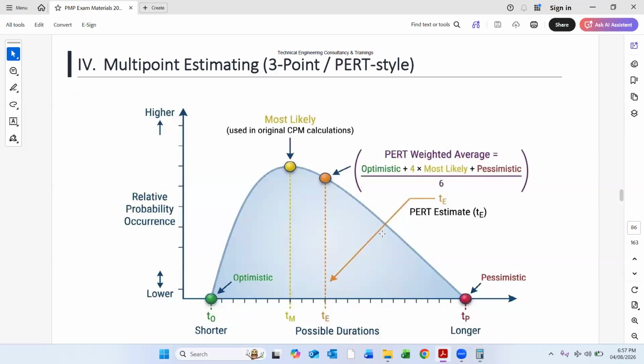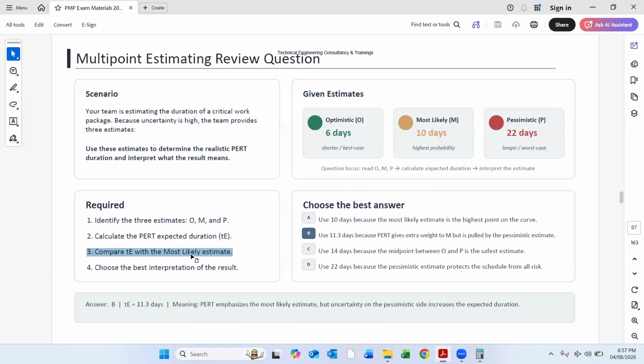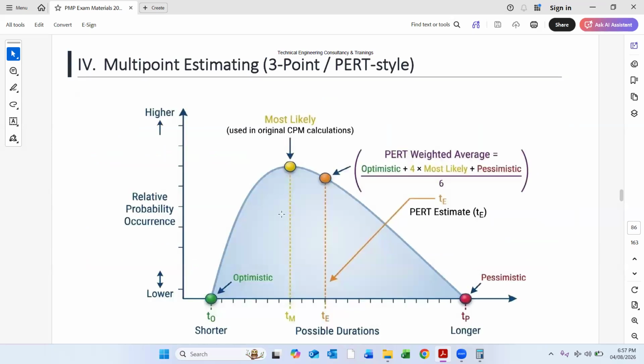So what is the most likely estimate? This one, TE. You can see here. This is TE, right? TE is the PERT estimate. TM is most likely. So the question is compare TE with most likely estimate. So TE is giving us 11.3, right? But TM is giving us 12.6, right?